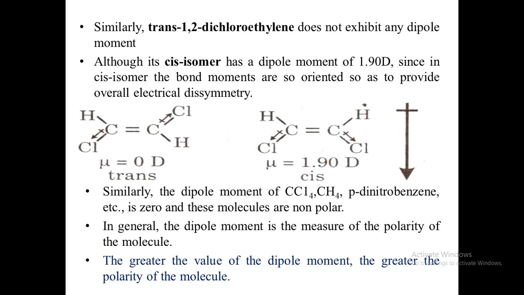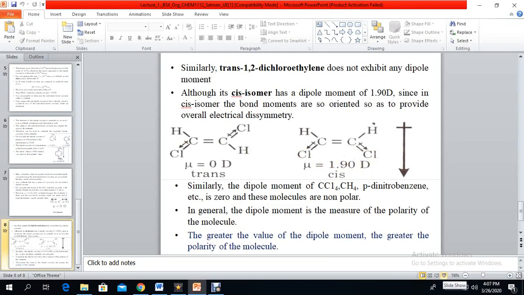Similarly, the dipole moment for CCl4 will be 0, CH4 will be 0, and para-dinitrobenzene is 0 because in para-dinitrobenzene the two nitro groups are in positions 1 and 4. In general, the dipole moment is a measure of the polarity of a molecule. The greater the value of dipole moment, the greater is the polarity of the molecule. So this is the end of this topic.